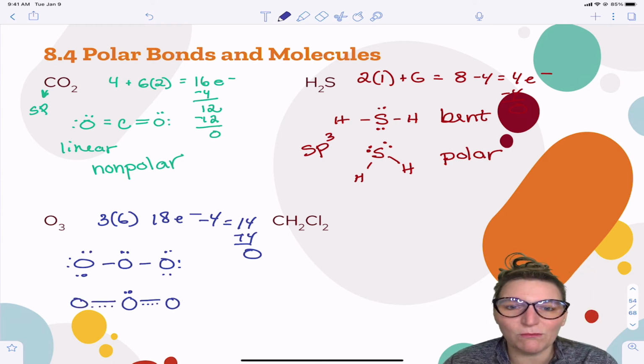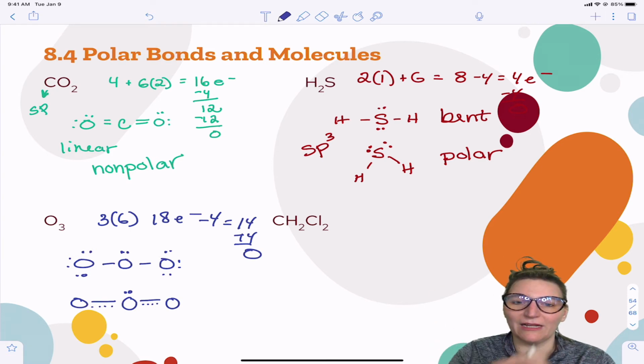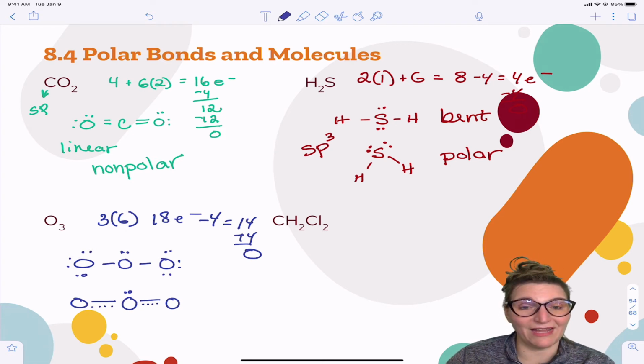I can't really do much about putting the outside electrons on and have it look like everything has a complete octet. So we just kind of leave it like that, because in order to do the shape, in order to do everything else, all I do is look at the central atom.